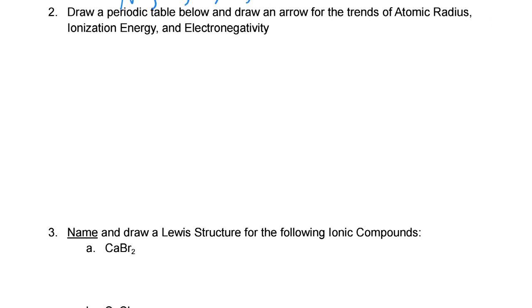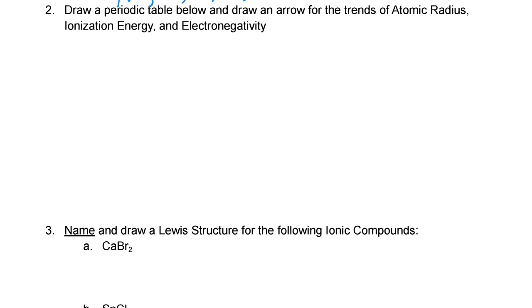Draw a periodic table below and draw an arrow for the trends. So we should be getting good at just drawing the outline of a periodic table by now.